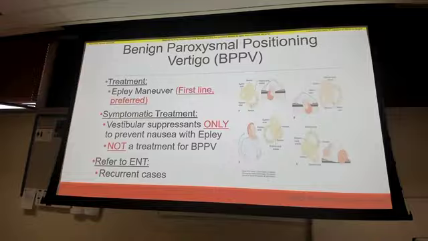If it is recurrent, it might not be BPPV, and we need to refer out to ENT to see if it is BPPV or a differential within our peripheral vertigo differential.